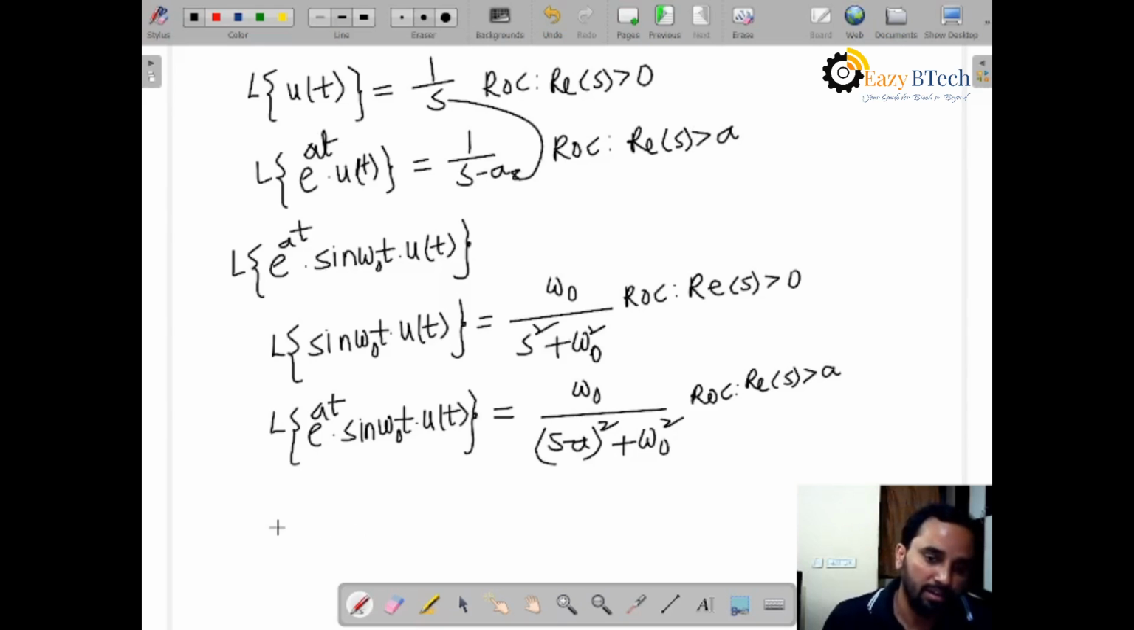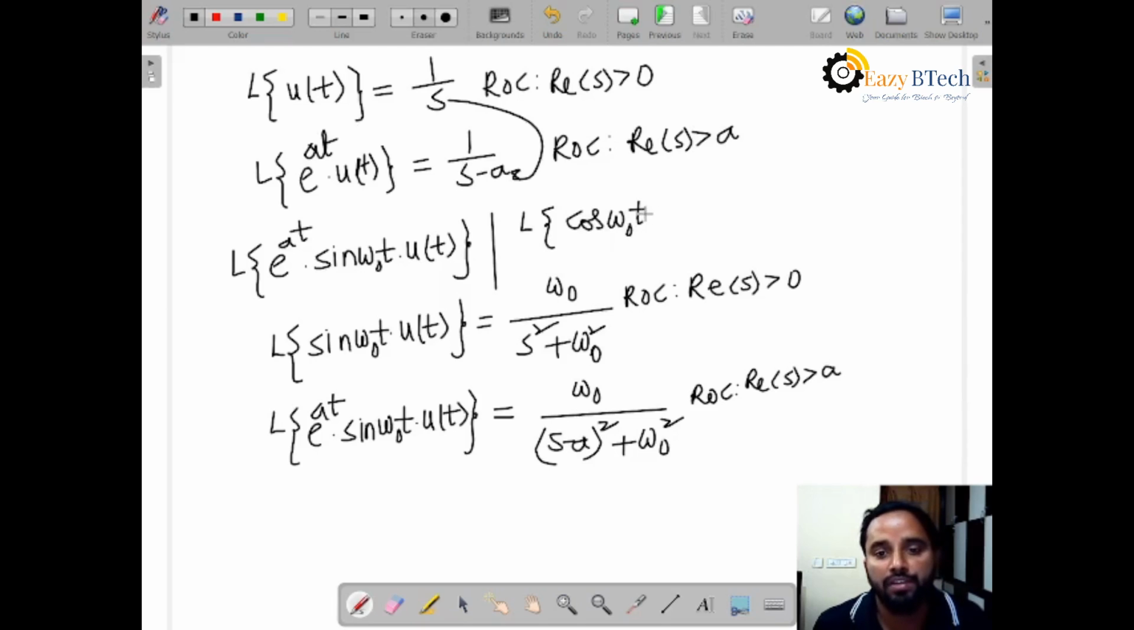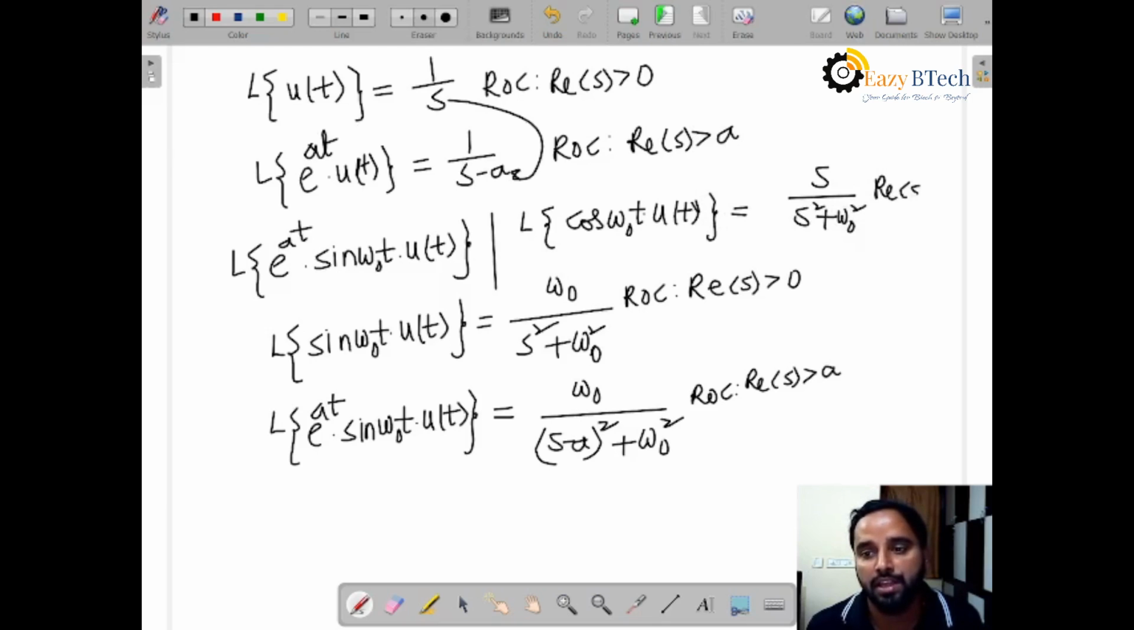And similarly cos. So first for cos function we need to write Laplace transform, then we go for e power at cos function. So Laplace transform of cos omega naught t u of t, its Laplace transform is S by S square plus omega naught square, and ROC is real part of S is greater than 0. This is the ROC.